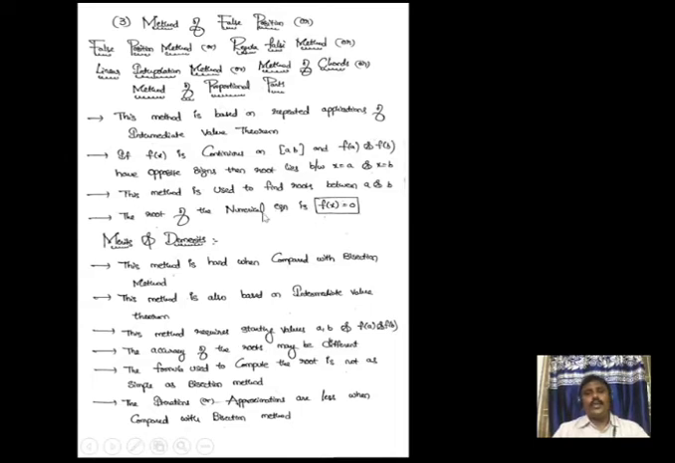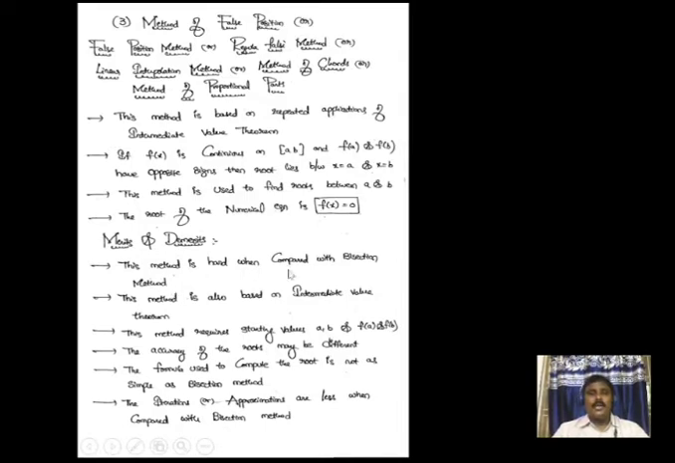We already know that all these methods are based on the intermediate value theorem, and we use these methods to find the root between a and b. The root of the numerical equation is f of x equal to 0. So now the merits and demerits. There are some merits and demerits of this method.